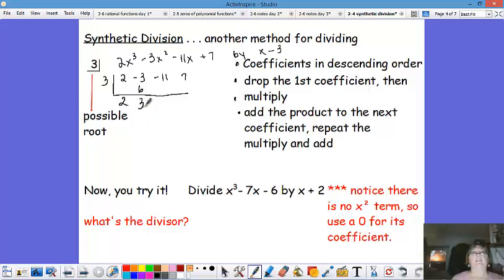Repeat that multiply and add. 3 times 3 is 9. Negative 11 plus 9 is negative 2. 3 times negative 2 is negative 6. And what we result in is that 1. I hope that looks familiar to you.